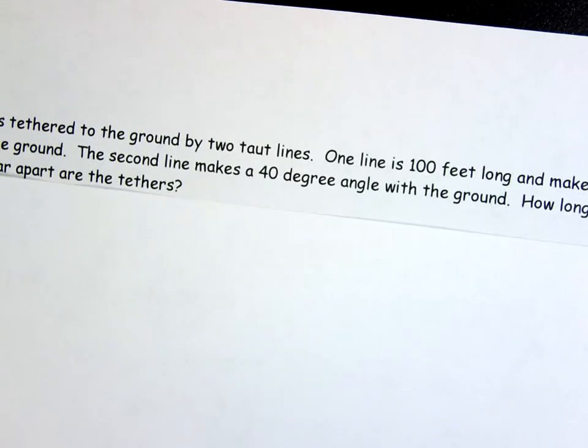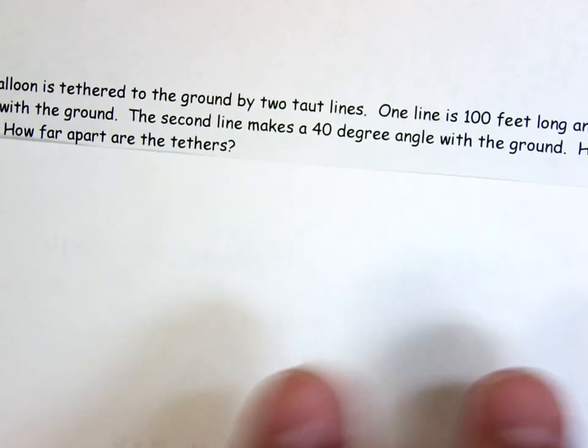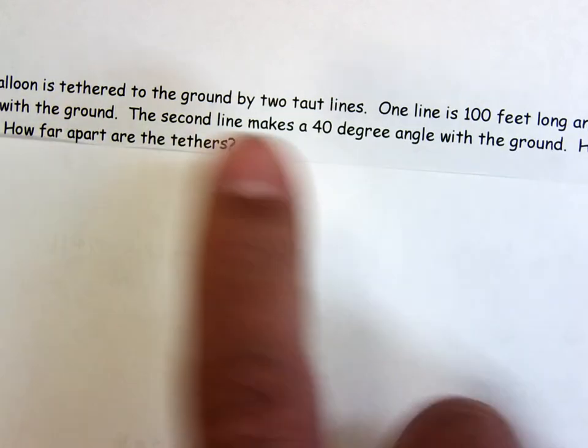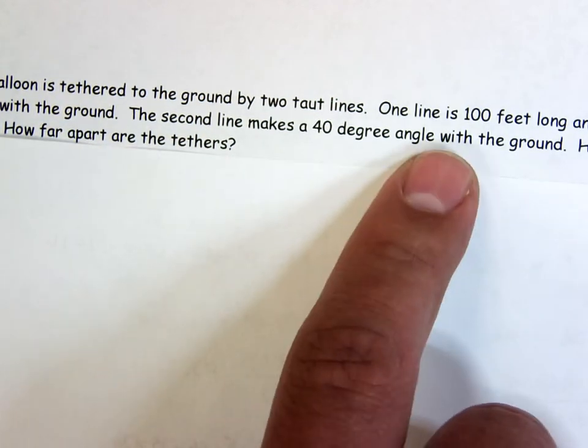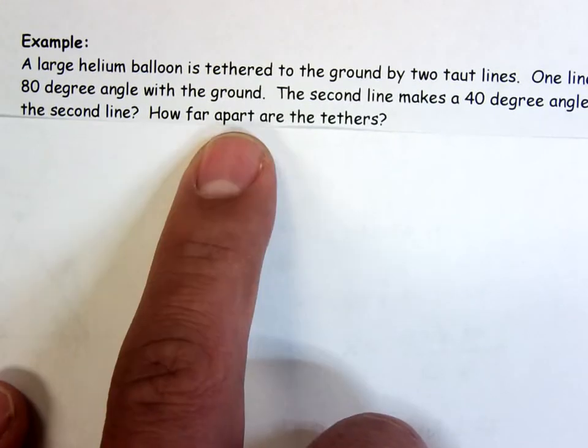Okay, 3 problems on the back. So I've got a large helium balloon that is tethered to the ground by 2 taut lines. One line is 100 feet long and makes an 80-degree angle with the ground. The second line makes a 40-degree angle with the ground. How long is the second line? And it says how far apart are the tethers.